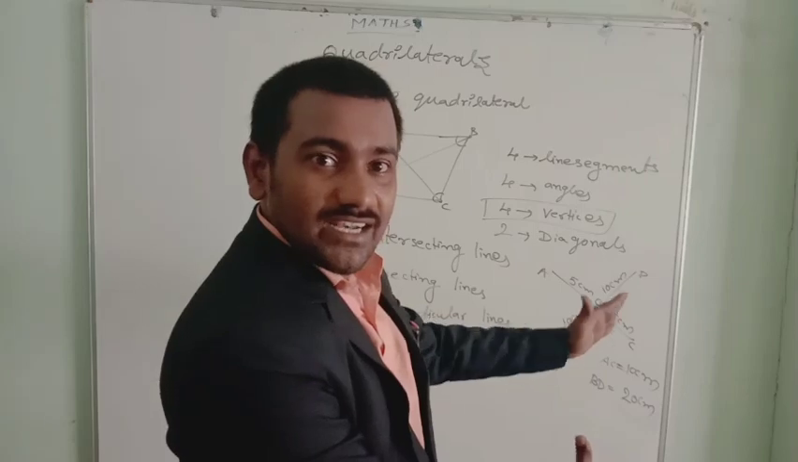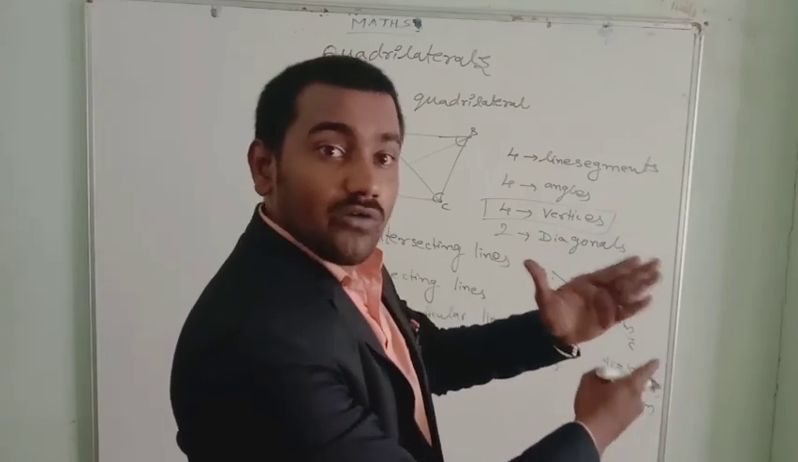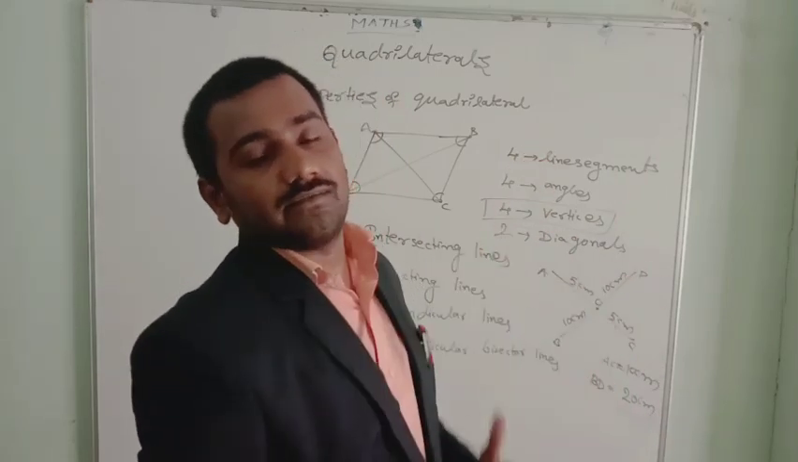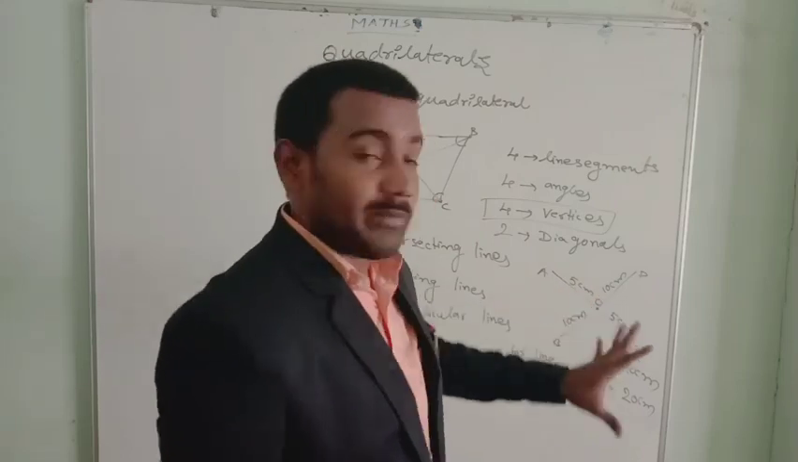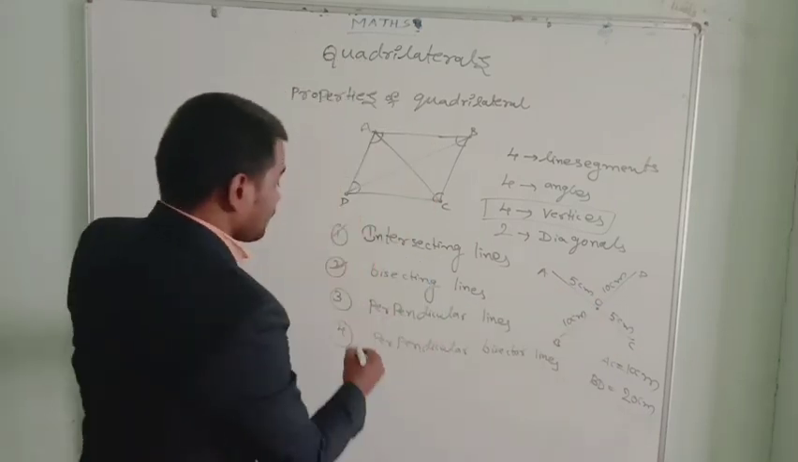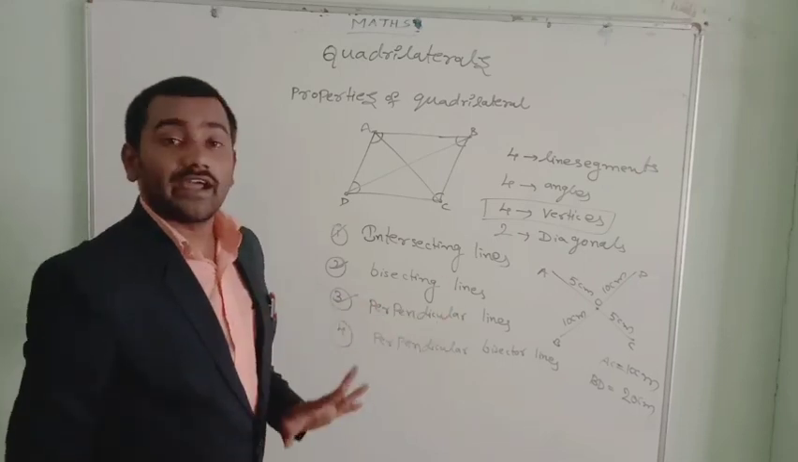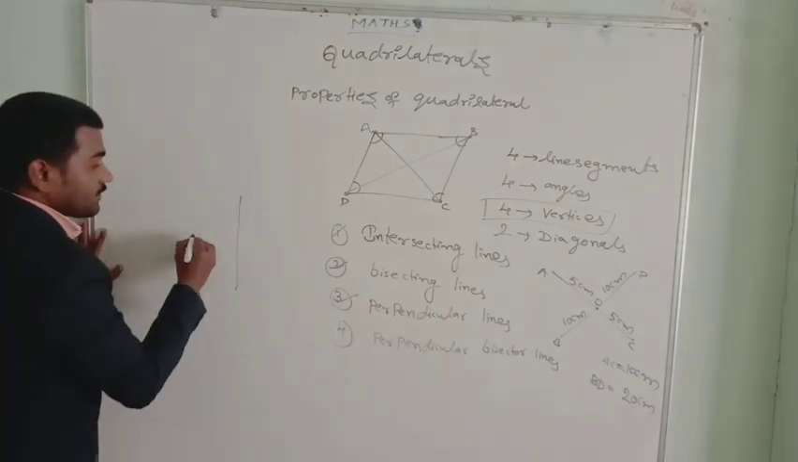They are not just intersecting lines. Even though they are intersecting lines, how are they intersecting? They are bisecting each other. So intersecting and bisecting are both different. And next, perpendiculars.